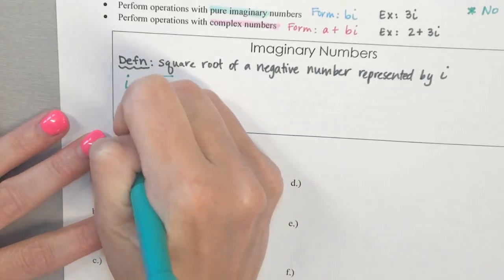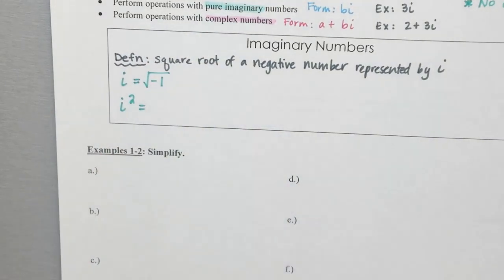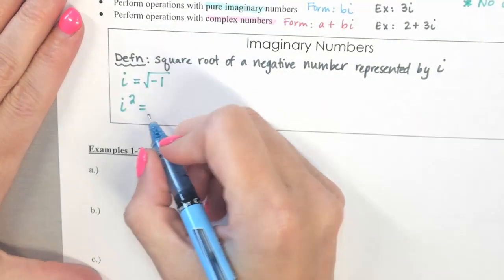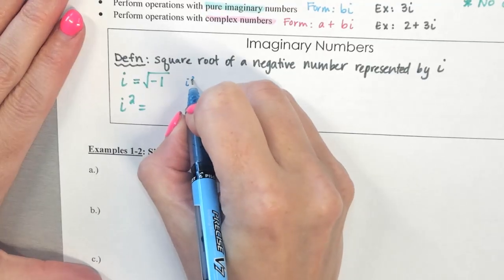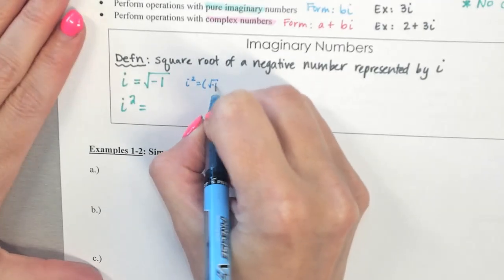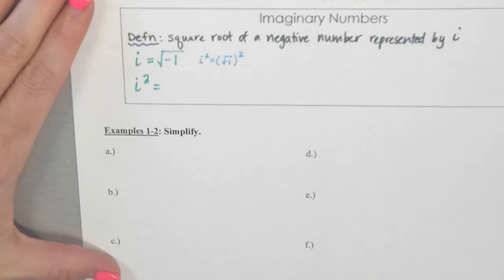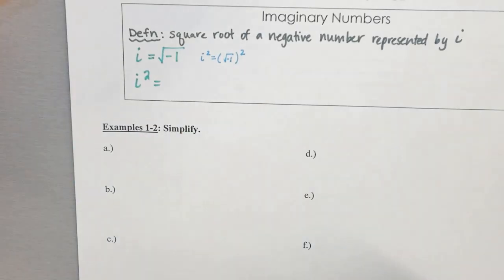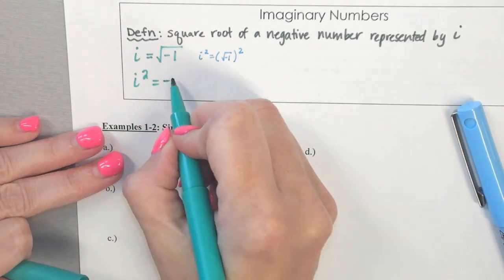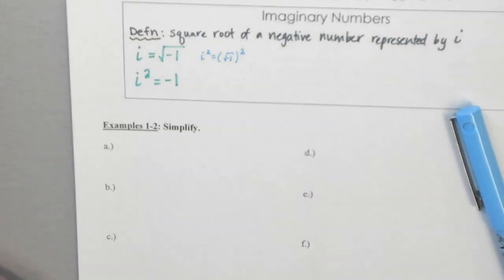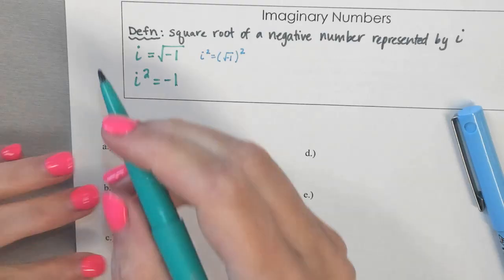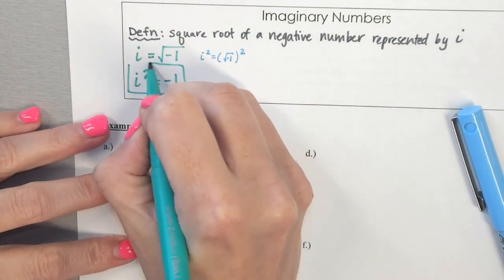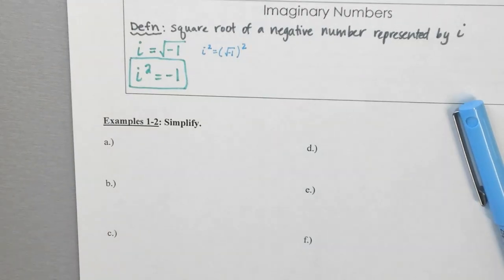And from there, we can derive i squared. If i is the square root of negative 1, to get i squared, you can just take the square root of negative 1 and square it. Do you guys know what a square does to a square root? Yeah, it cancels it out. So when you undo that, that means i squared is equal to negative 1. We're going to box this in because this is the value that we're going to use the most.